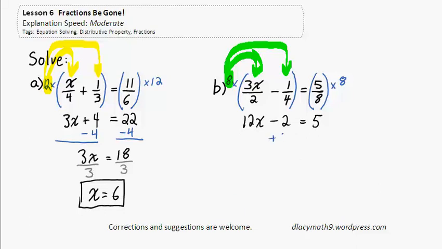Quickly finishing now, I will add 2 to both sides, giving me 12x is equal to 7, and then I will divide both sides by 12, leaving me with my answer, x equals 7 over 12.